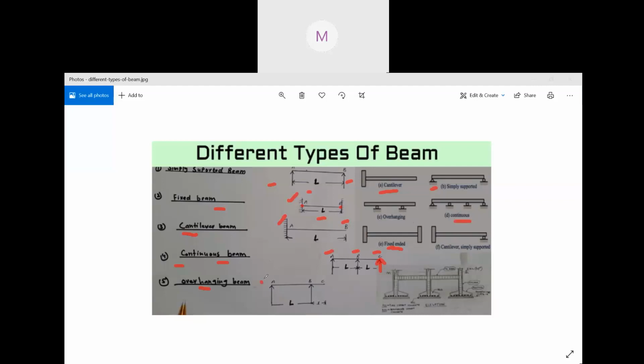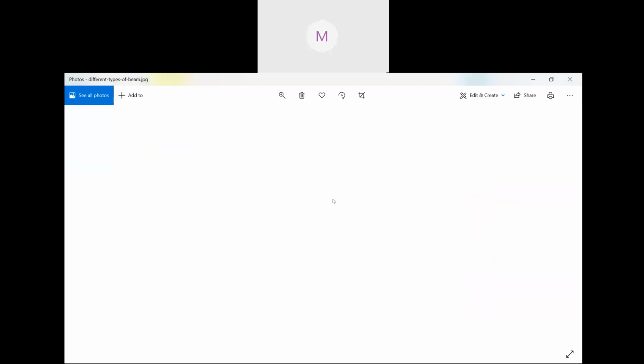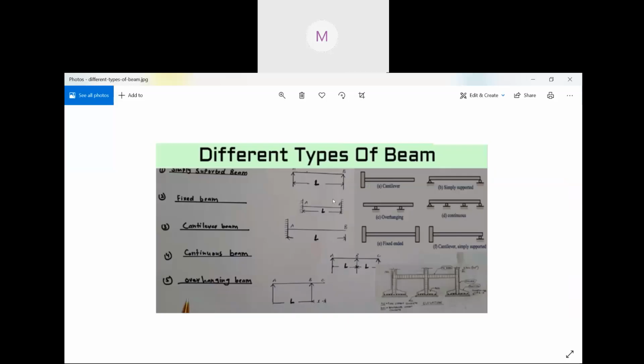Then you come to overhanging beam. So overhanging beam A, B. Now there is one overhang between B and C. That means an overhanging beam is a combination of simply supported and cantilever. In B and C, it is the cantilever part, coming out a bit. But between A and B, it is simply supported. This is an example of overhanging beam. Is it clear now? Is it clear, everyone? Yes, sir.